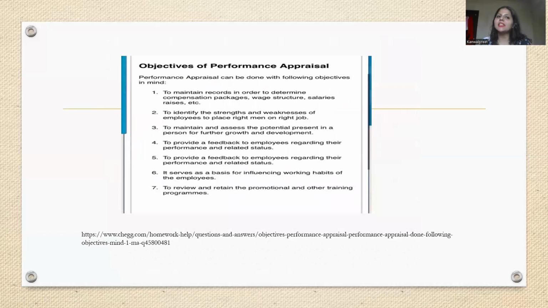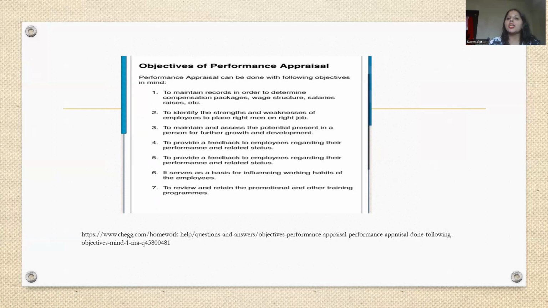Objectives of performance appraisal. To maintain the records. Why are you maintaining the records? Because on the basis of that, you are going to judge the employee's performance, and to identify the strengths and weaknesses of the employees. Why strengths? Because if your performance is very good, then you need to keep up with it, consolidate your strengths. And if you identify any weakness of the employee, you can always try to compensate for that by giving them training or improving their performance.